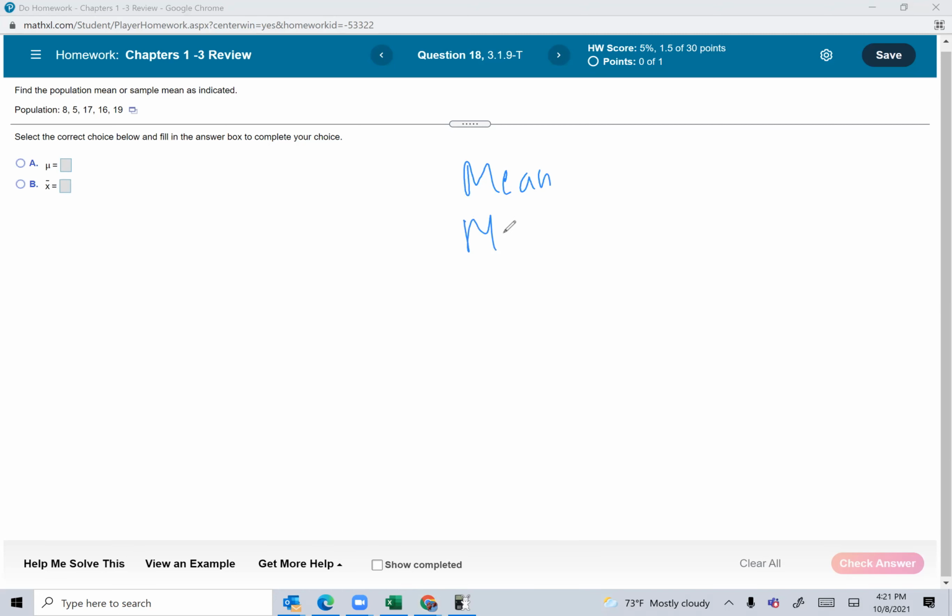One is called the median, and one is called the mode. They call them measures of center because they measure the center of data. How do you calculate the mean? You add up the values and you divide by the number of values. How do you calculate the median? You sort the data in order and you pick the value in the middle. The mode is the value that occurs most often.